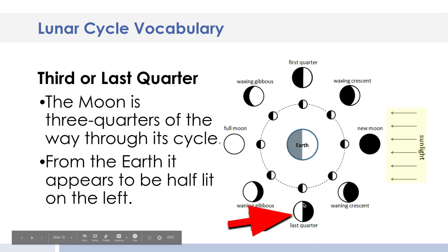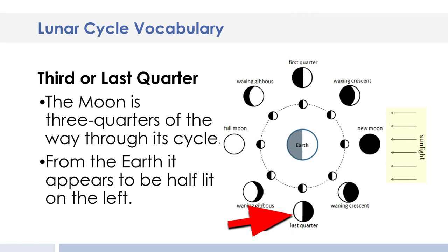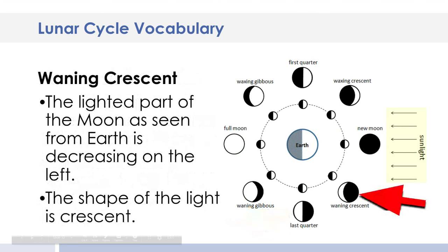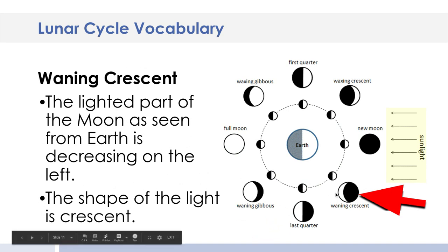All right, and this is what we'll view from Earth. It's half lit on the left, where at first quarter, it's half lit on the right. And then we have a waning crescent. So the light part of the moon as seen from Earth is decreasing on the left. All right, notice that's the trend, decreasing on the left where it was once growing on the right.